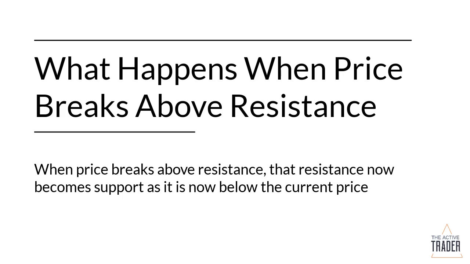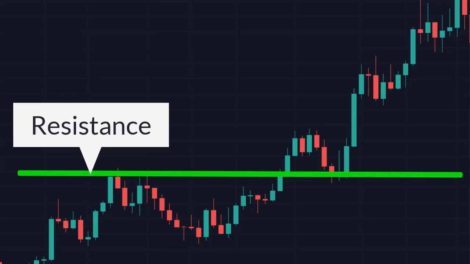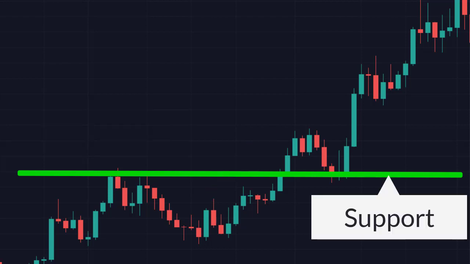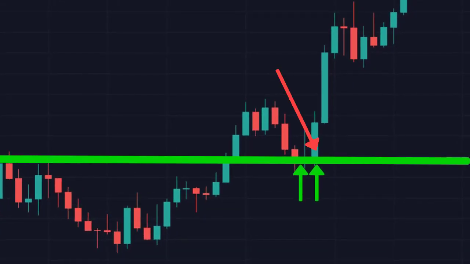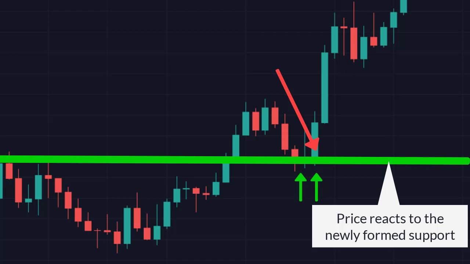Now let's see what happens when price breaks above resistance. When a price breaks above resistance, that resistance now becomes support, as it is now below the current price. In this example, we see this resistance level here. Price breaks through it. It now becomes support as it is below the price level. Price pulls back, reacts to this newly formed support and then continues to move up.